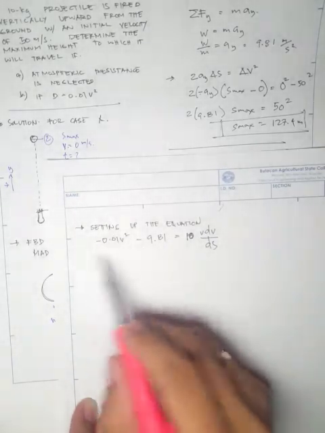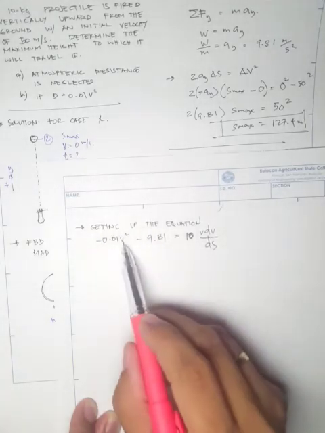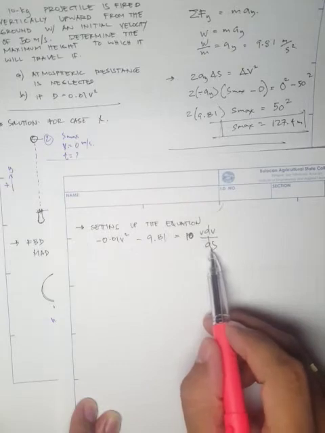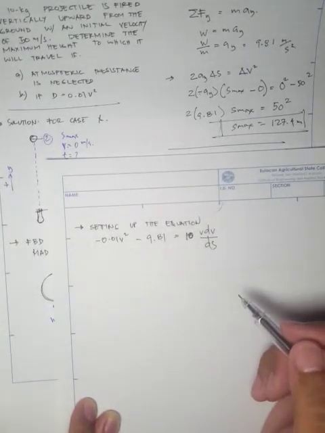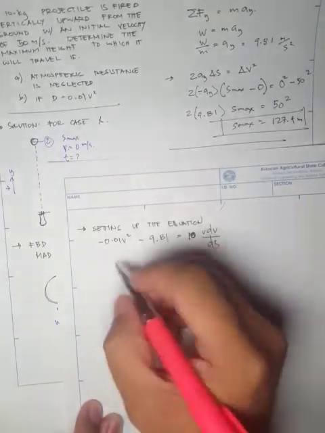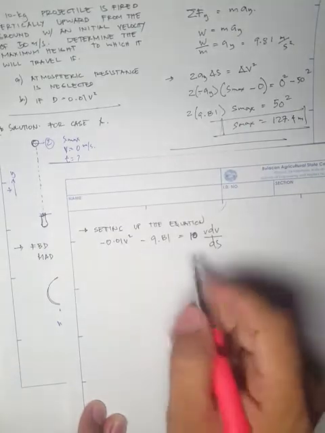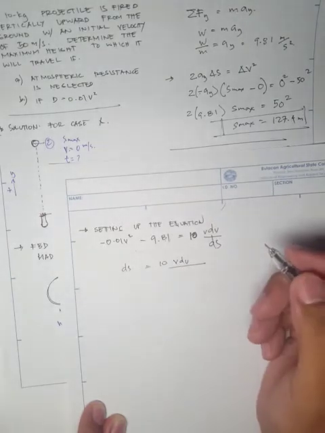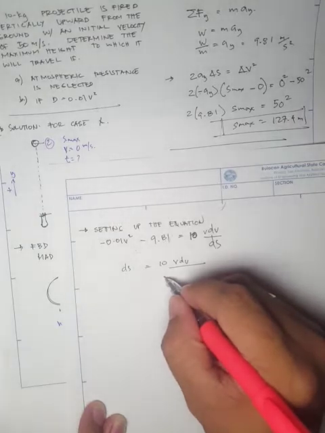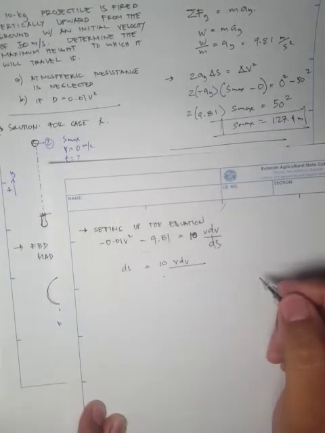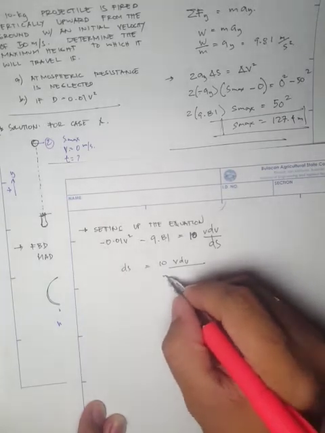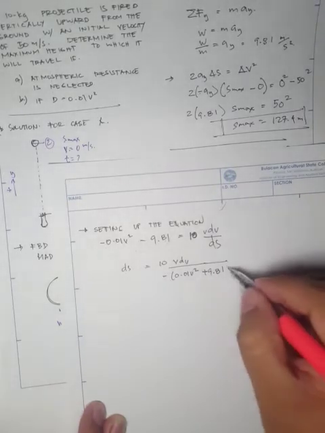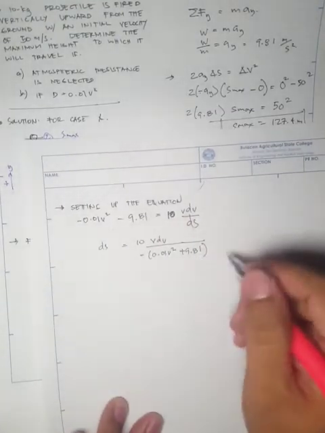So here we have the v here on the left hand side. We have v, which is a constant, but we can take this together. Then you can see it's just a v and then the ds. So I think we can separate, right? Separating the variables, let's write this way: ds equal to 10 v dv all over negative, okay, let's factor out the negative here. So minus 0.01 v squared plus 9.81. Okay, so that's the equation now that we have.